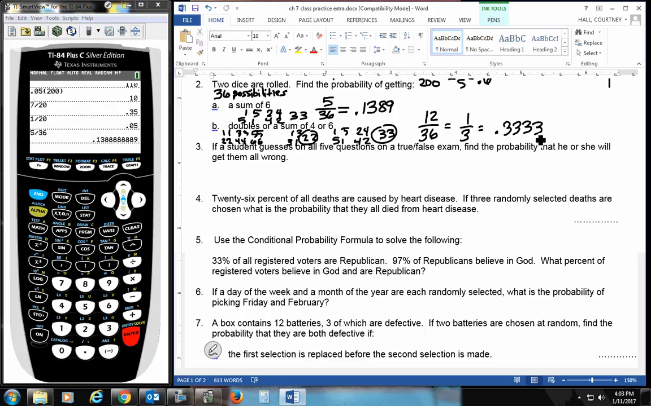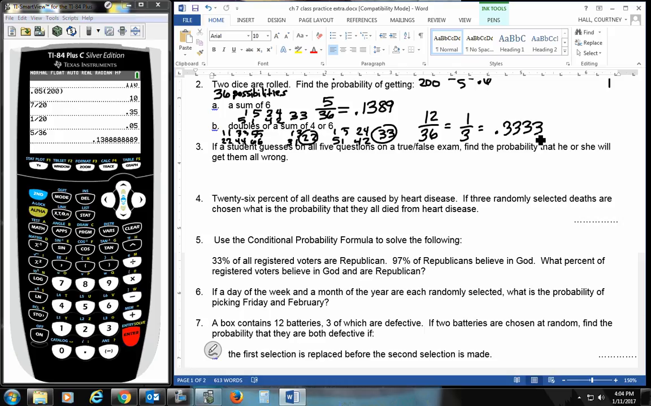Number 3, if a student guesses on all 5 questions on a true-false exam, find the probability that he or she will get them all wrong. The probability of getting one wrong would be 1/2. If it's true-false, then half the time you guess and get it right, half the time you guess and get it wrong. Okay, because there's only 2 possible answers.